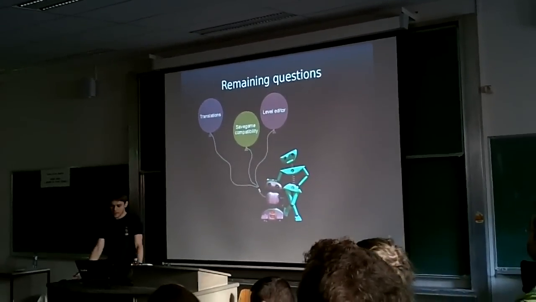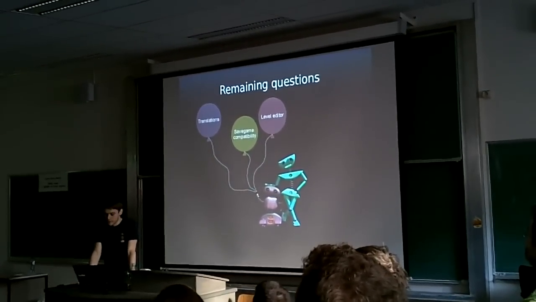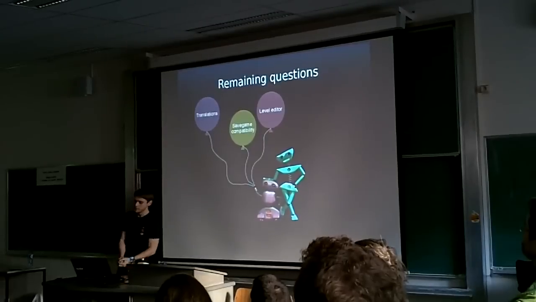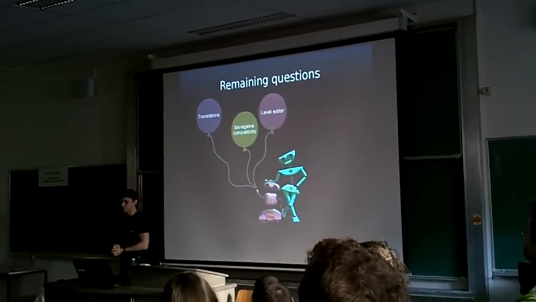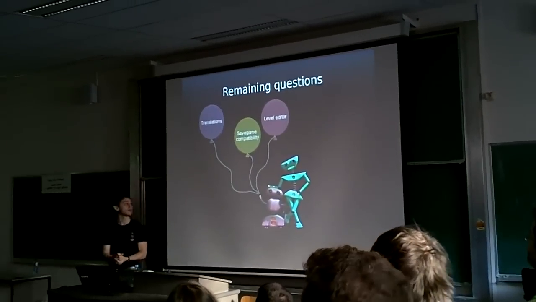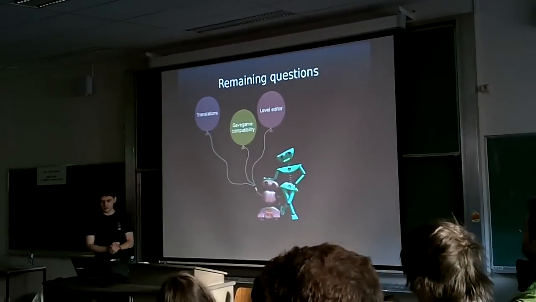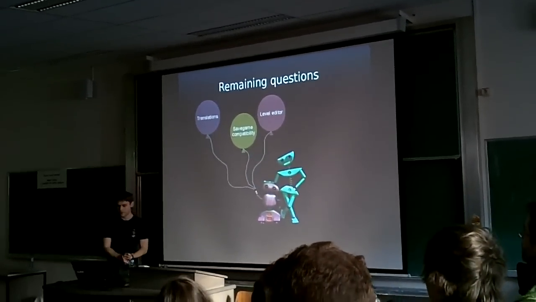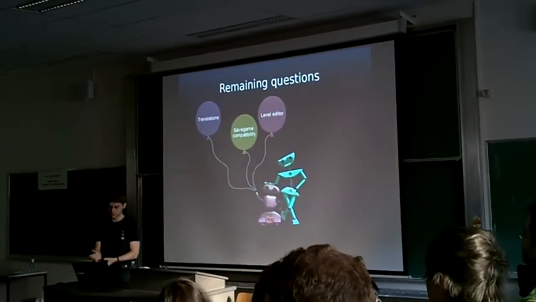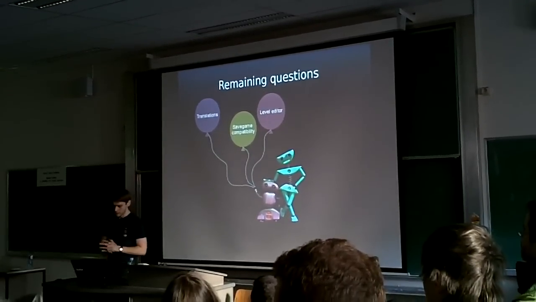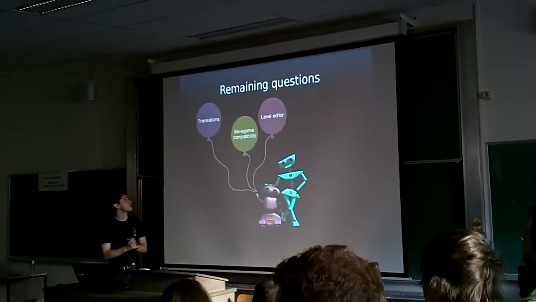Now, we have a few remaining questions in Frigid RPG, which are the things that we have not solved and we do not know how to solve them. The first one is translations. The second one is save game compatibility. The third one is level editor. So I've got a bit more time, so I guess I can go into details.